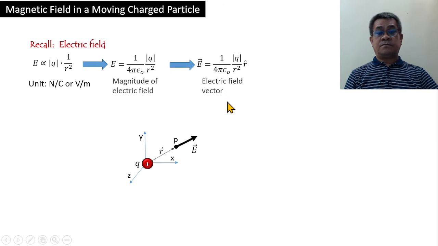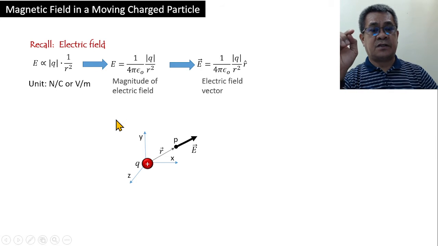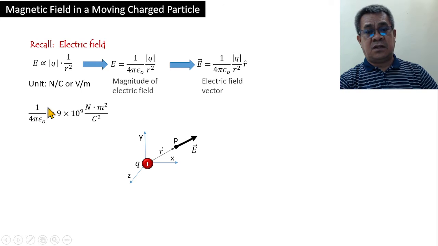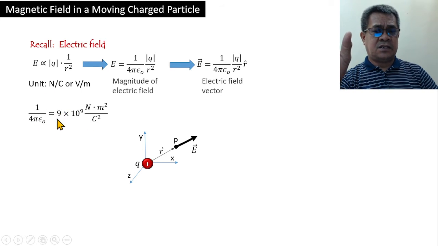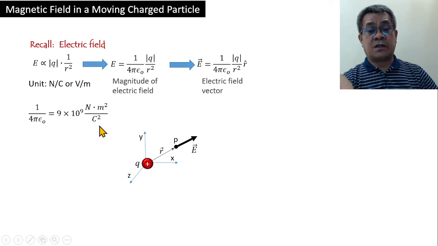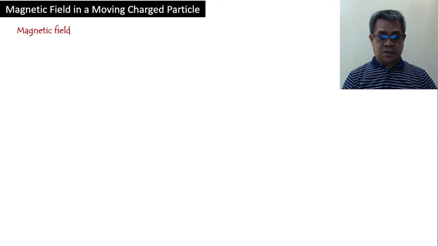Now, the unit of the electric field, remember, is newton per coulomb, or you can use volt per meter. Then, the electric constant is very easy, 1/4 pi permittivity. It is equal to 9 times 10 raised to 9 newton meter squared per coulomb squared. Okay, now, what about the magnetic field?